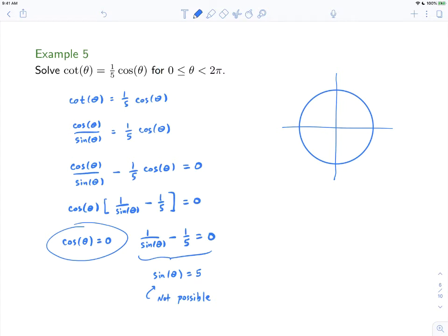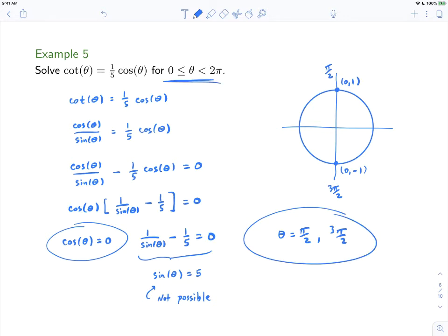Cosine is the x-coordinate. So if the x-coordinate is 0, we're either at the top of the circle or at the base of the circle. The top of the circle is (0, 1), and the base of the circle is (0, minus 1). The top of the circle, that angle is pi over 2, and the bottom is 3 pi over 2. So that gives us our two angles. So theta equals pi over 2 and 3 pi over 2. And that's enough, because we're only inside this interval between 0 and 2 pi.